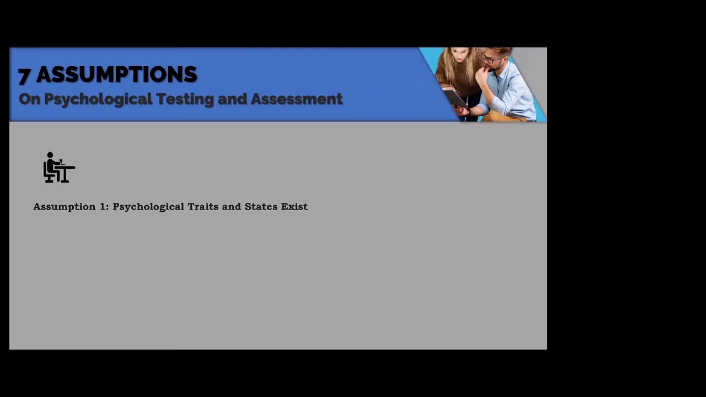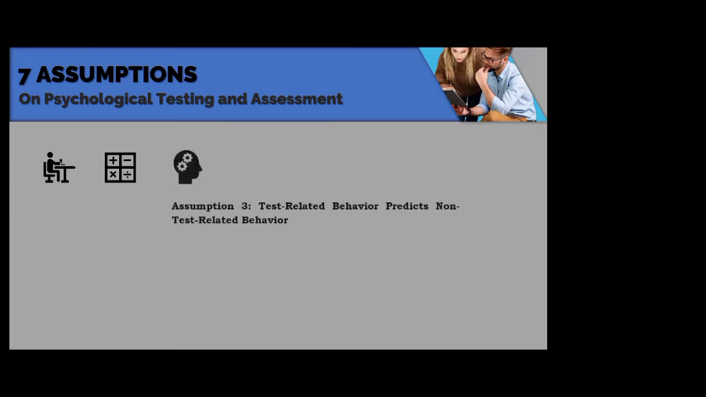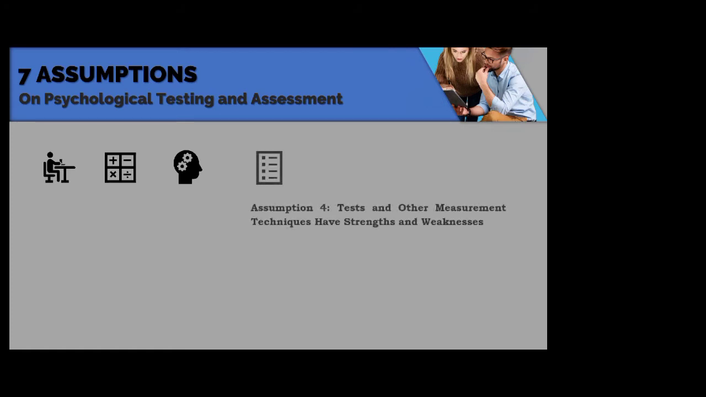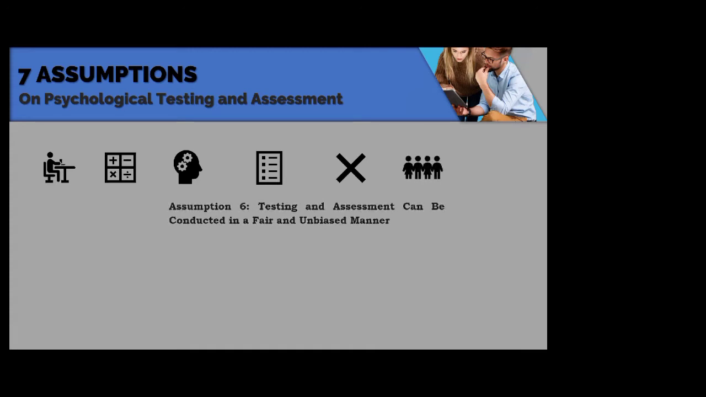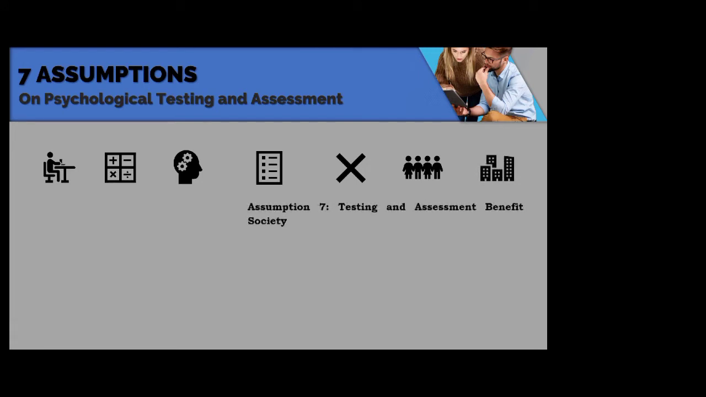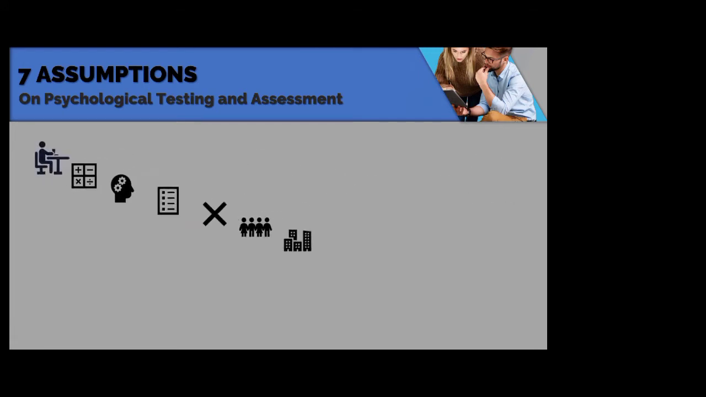First, we have the assumption that psychological traits and states exist. Assumption number 2, psychological traits and states can be quantified and measured. Assumption number 3, test-related behavior predicts non-test-related behavior. Assumption number 4, tests and other measurement techniques have strengths and weaknesses. Assumption number 5, various sources of error are part of the assessment process. Assumption number 6, testing and assessment can be conducted in a fair and unbiased manner. And lastly, testing and assessment benefits society.